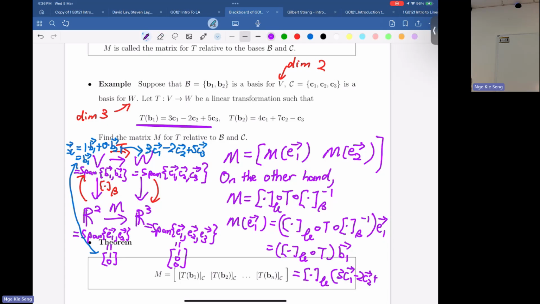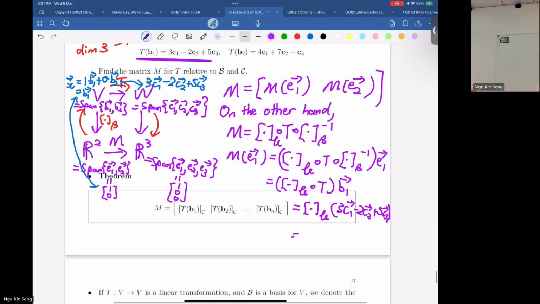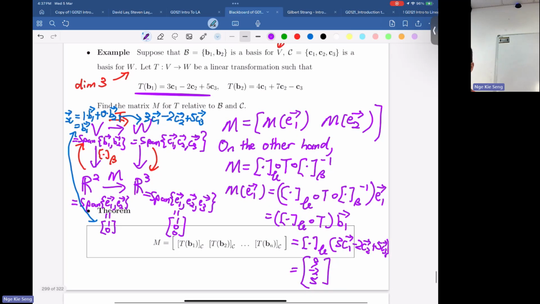But if you apply the coordinate vector with respect to C on this, what do you get? You just read the scalars. It becomes 3, minus 2, and 5. Correct or not? The size is correct, right? It's in R3.